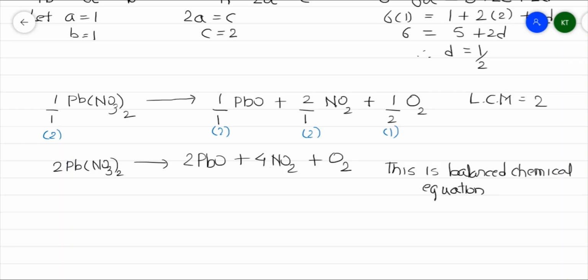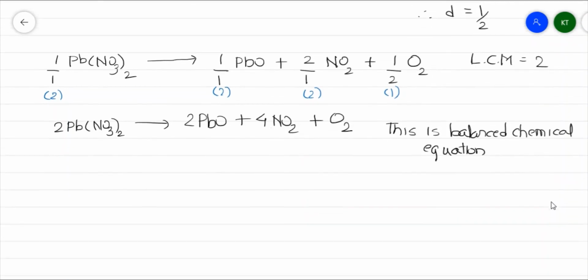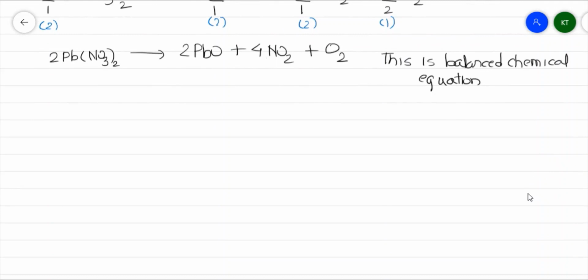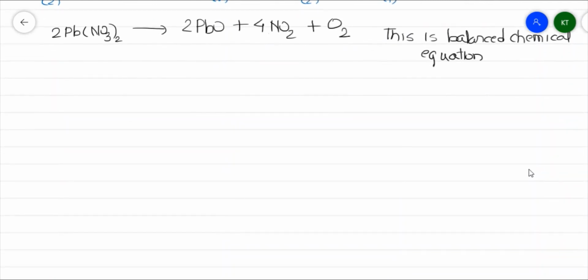See, as I already told you, this method seems to be a little bit lengthy, but go on practicing this on a number of equations, you will definitely enjoy. Now let me take another example to understand this more clearly.